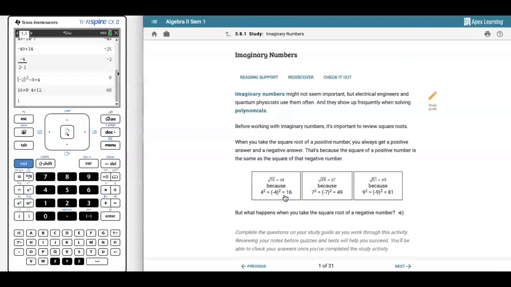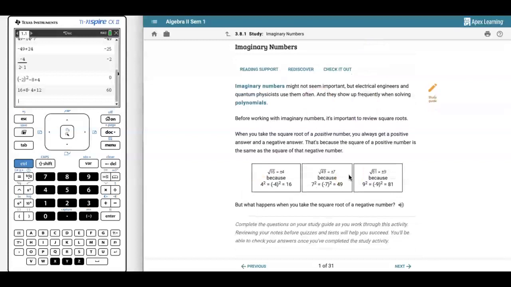All right. Now, imaginary numbers are important because they are used frequently in polynomials. They're used to explain, like I said, things that aren't exactly there, but they are needed mathematically to make the problem work. Now, before we can get started, we've got to review square roots.